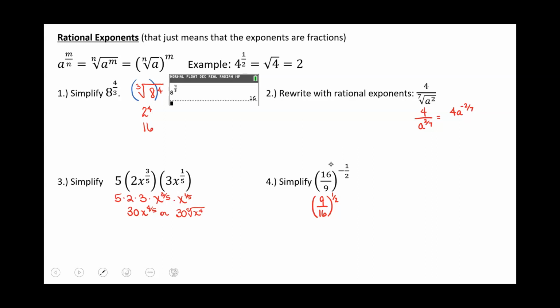All right, so then what does 1/2 mean? Well, the numerator is my exponent, the denominator is my index, so I could rewrite that as the numerator is my exponent of 1, the denominator is my index of 2 for a square root. So that would just be the square root of 9/16. So square root of 9 is 3, square root of 16 is 4, and so 3/4 would be our final answer.